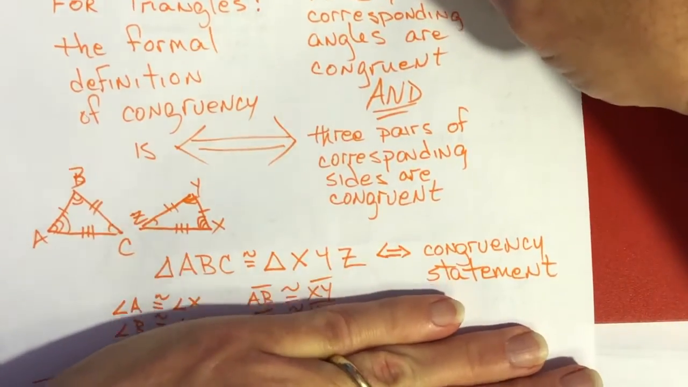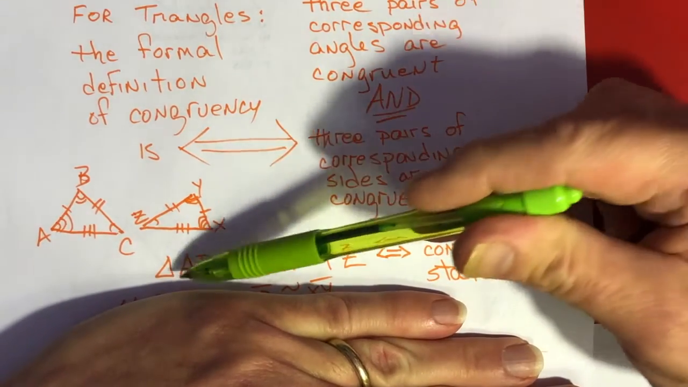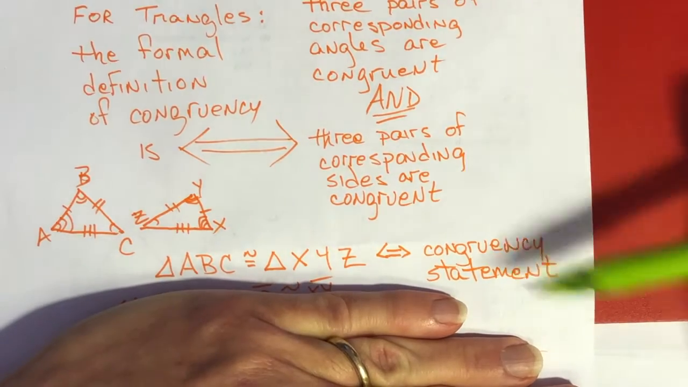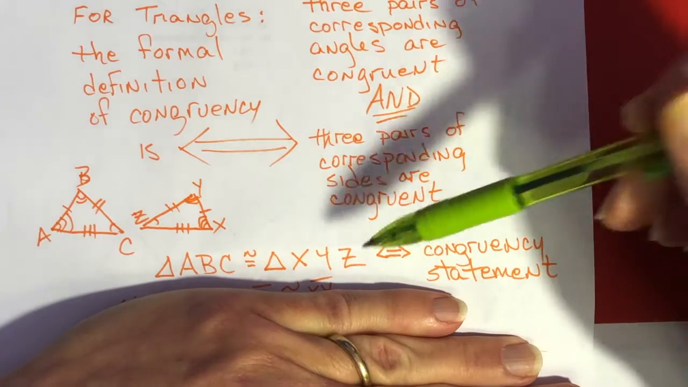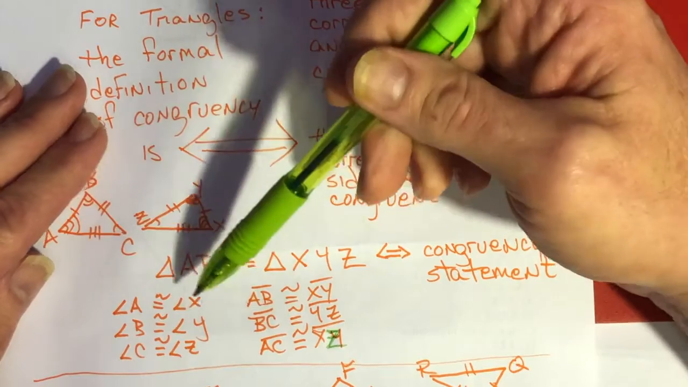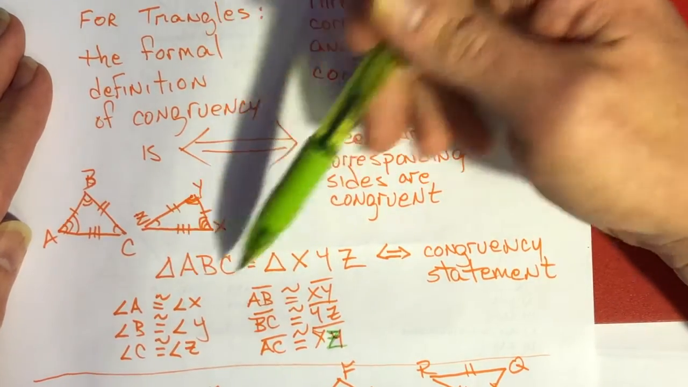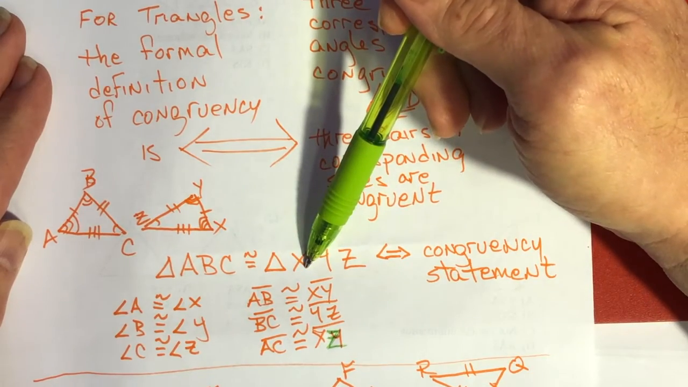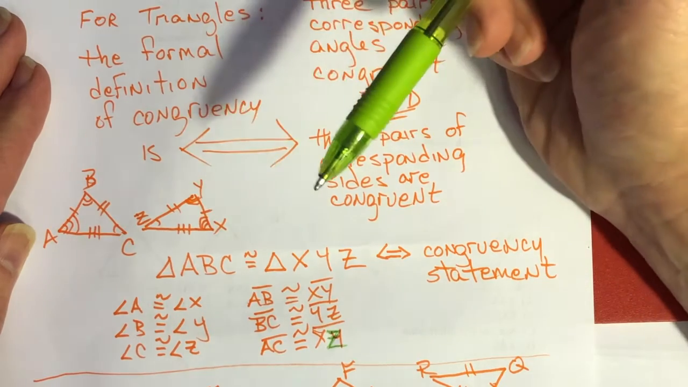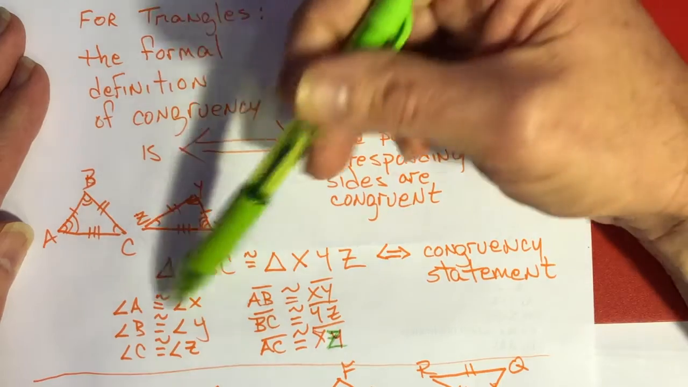And the way you write that is with a congruency statement that says triangle ABC is congruent to triangle XYZ. This is what a congruency statement looks like. And specifically what this one says is that angle A is congruent to angle X. And it says that because the A and the X are in the same place. They're both first. And if we look over here, we see A has the 3, X has the 3. Angles A and X are congruent.